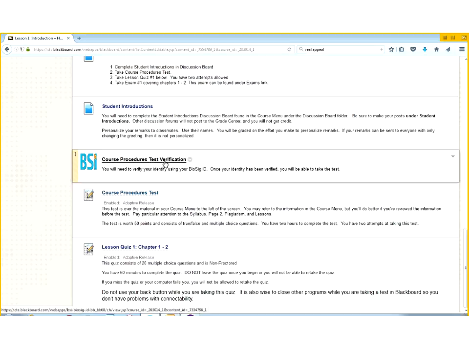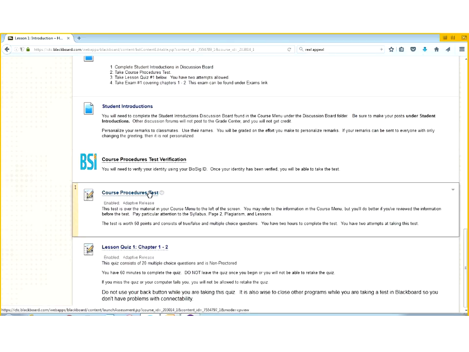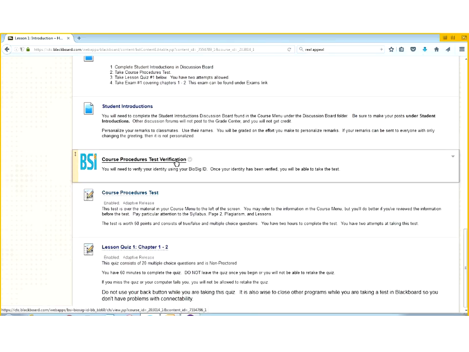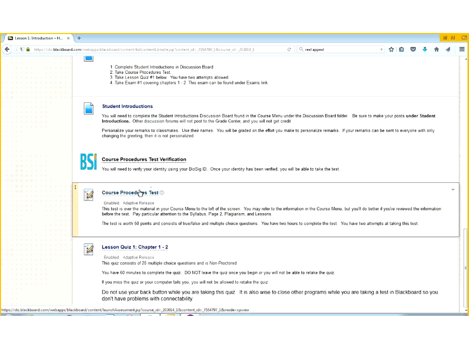First thing in Lesson 1 is you need to get BioSig taken care of. You go here and click on Course Procedures Test Verification. That's BioSig. You cannot take the Course Procedures test until you get registered with BioSig. After you do that, you can get into the Course Procedures test. The way to pass the test is to read syllabus page 1 and page 2. The way to pass the test is to print syllabus page 1 and page 2. Have them in front of you to take the test. You'll do very well on it.